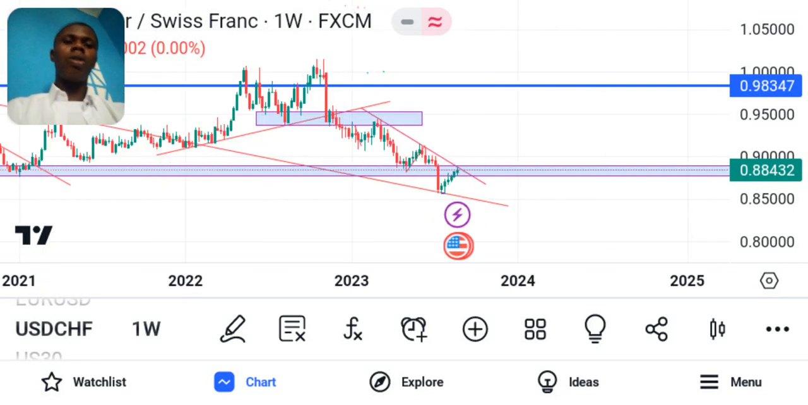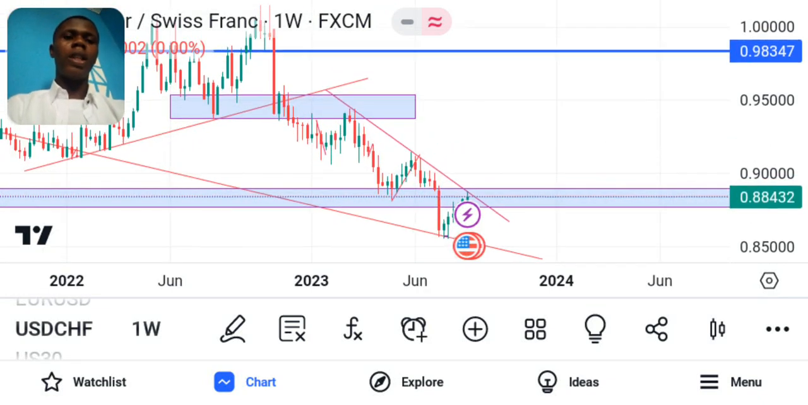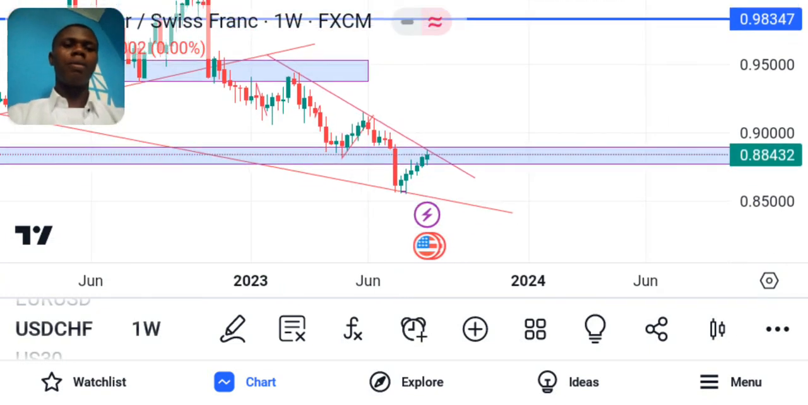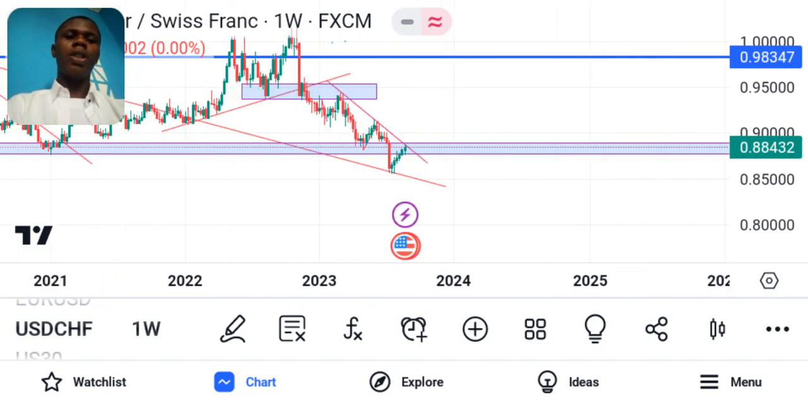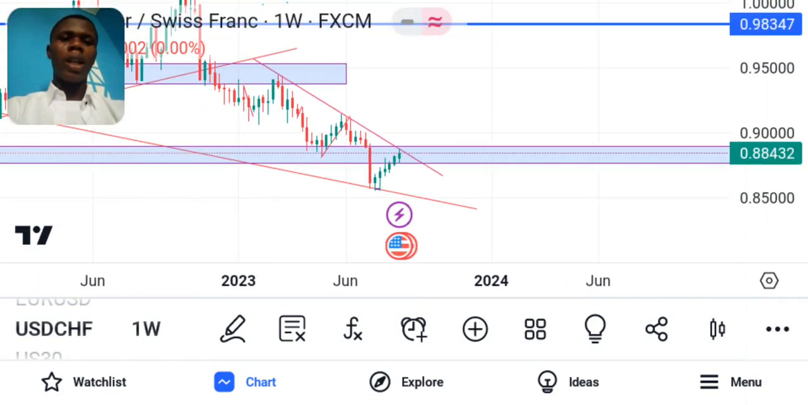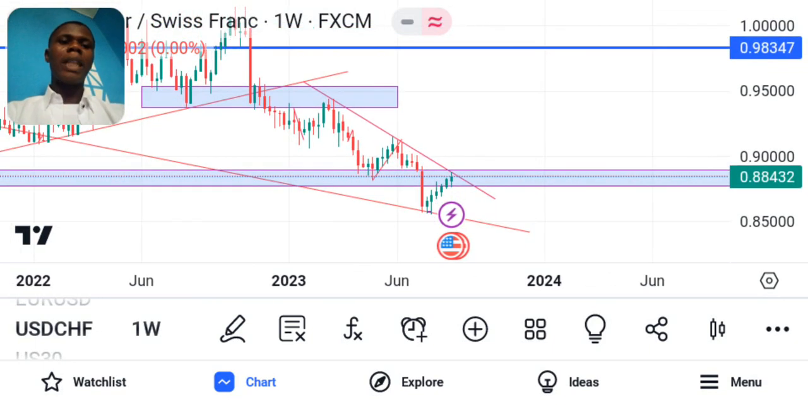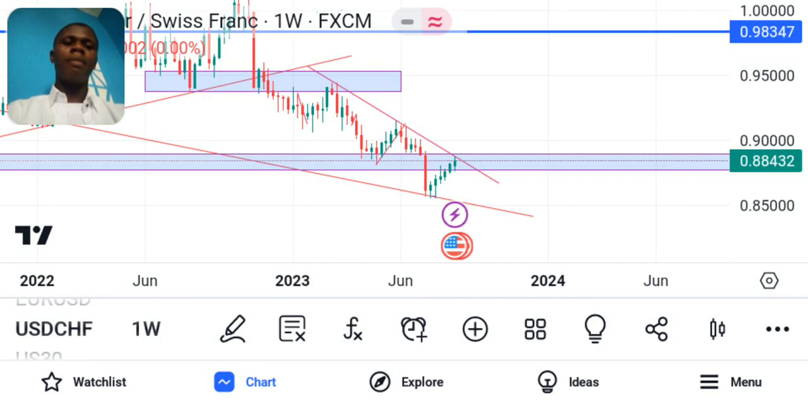Now let's look at USD Swiss francs. Let's talk about the stop loss method. As you can see in the clear picture, the market is bearish and the market has been respecting these trend lines here. The market has actually come back to this trend line. Now I actually have confidence that the market might reverse back down. So what I want to do is a weekly. Let's go to the daily.